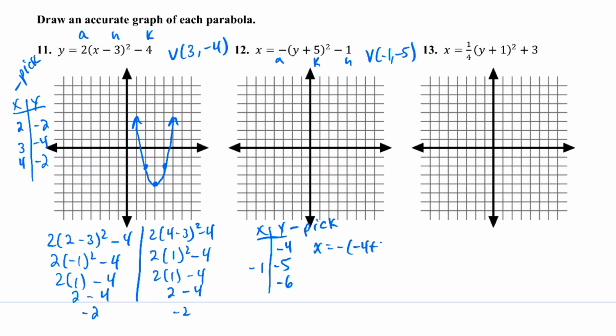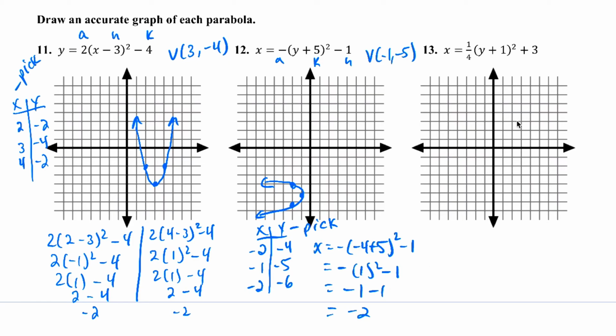So this will be -4 + 5 squared minus 1. So this will be 1 squared. So 1 squared is 1. And then I have to take it times this number in front. So this is going to be -1 - 1, which is -2. So we have to remember that those are going to be the x values this time. So when I graph, I'm going left 2 down 4, and then left 1 down 5, left 2 down 6. So again, my U shape is opening to the left.